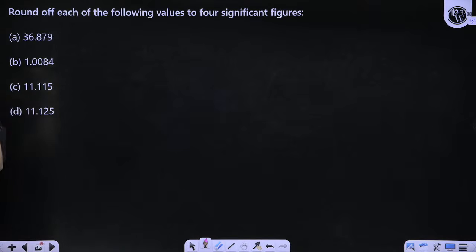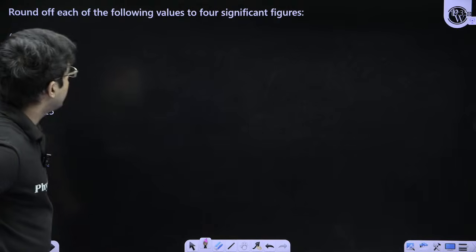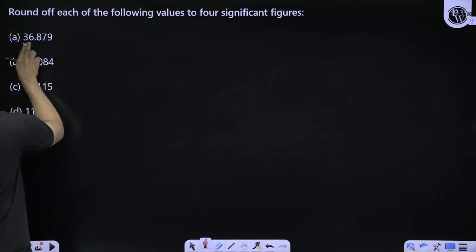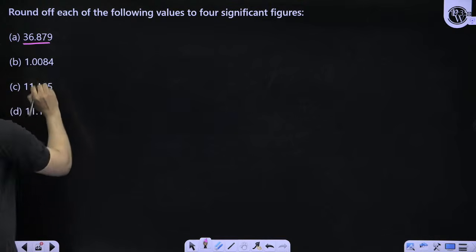Okay, so now there are a few more rounding off questions and you have to round it off to 4 significant figures. All right. So now let's start. How many significant digits are here? Here we have 5 digits, right?